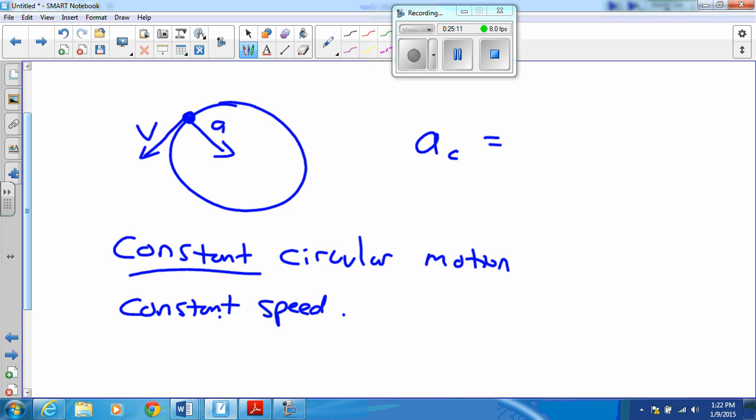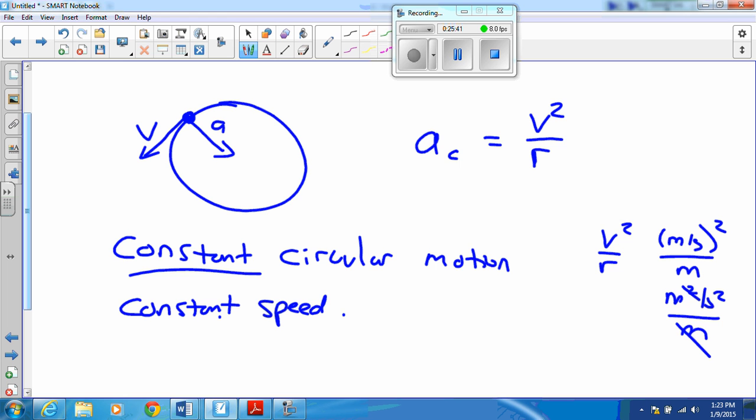Does v squared over r work? That's meters squared per second squared, divided by meters. One factor of meters cancels out, and that's an acceleration. That is the correct acceleration. The centripetal acceleration is v squared over r.